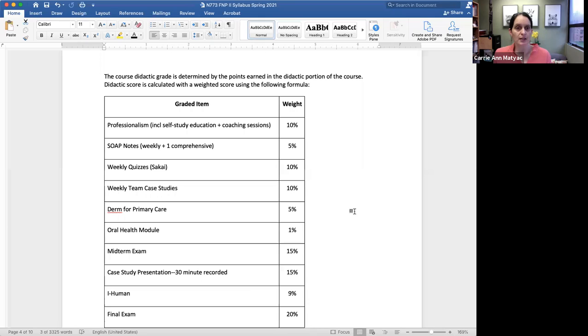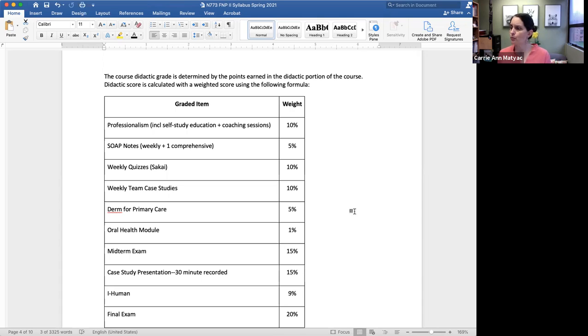All right, so back to this. You will have weekly SOAP notes as you did before. Your clinical faculty member will tell you; I think everyone's going to have them turned into Sakai. I'm not sure about Dr. Raffensperger. And then there's only going to be one comprehensive SOAP note.